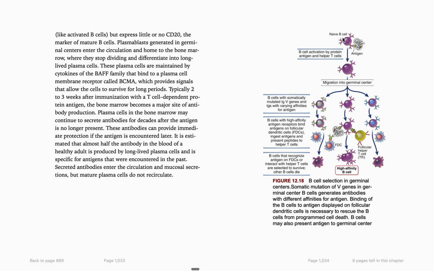So a naive B cell is activated. There's antigen, and this B cell is activated by protein antigen and helper T cells, with migration into germinal centers. So B cells with somatically mutated IgV genes produce Ig with varying affinities. Then B cells with high affinity antigen receptors bind to antigen on follicular dendritic cells, ingest the antigen and present it. Then they become more progressive, they can move up and they can continue. Those which are not able to do that will die.